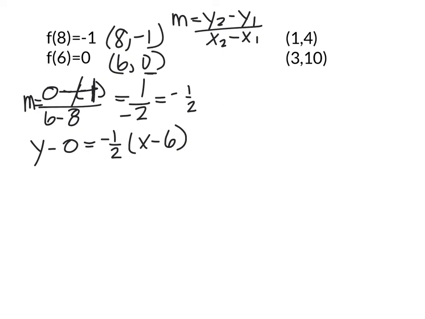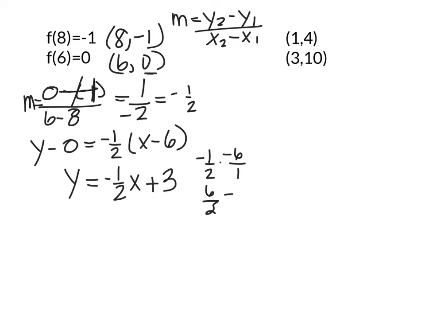So that's y minus 0 is just y equals -1/2 x, and -1/2 times -6, put a 1 over it so we can multiply straight across. We get positive 6 over 2 is plus 3. And that's our final answer, y equals -1/2 x plus 3.